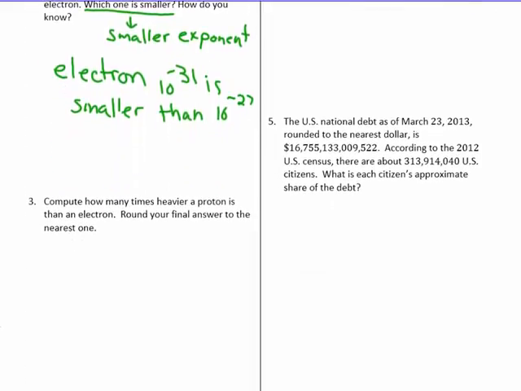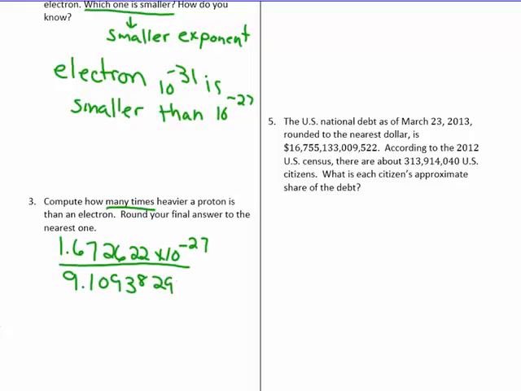All right, number 3. Compute how many times heavier a proton is than an electron. So this is where we're going to do our division. We're going to put our proton on top, 1.672622 times 10 to the negative 27, divided by 9.10938291 times 10 to the negative 31st. This is what we practiced the other day. We divide these two, and then we subtract our exponents.